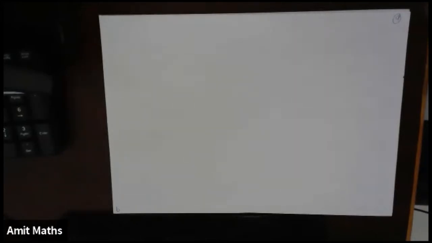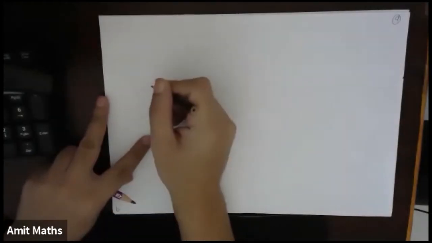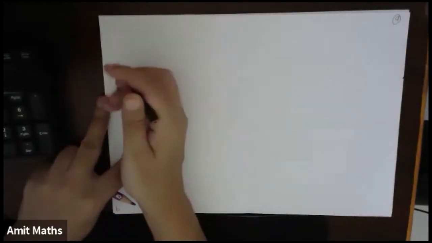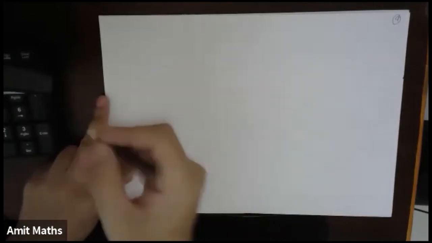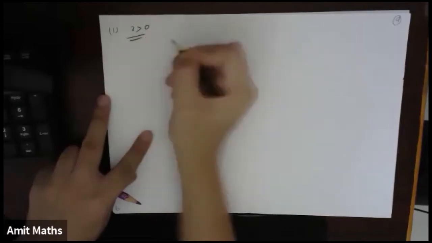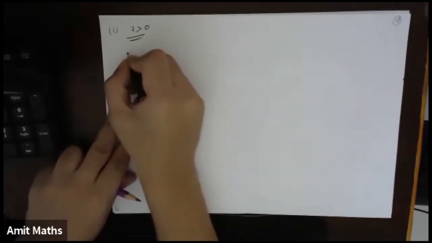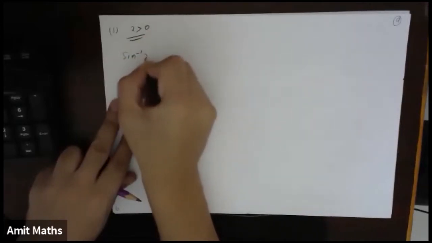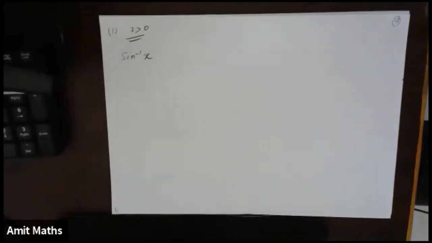Okay, so let's see. First, I'll give you just a demo, an example, and you will understand what I'm trying to say. So first one: for x greater than 0, suppose you have sine inverse of x.